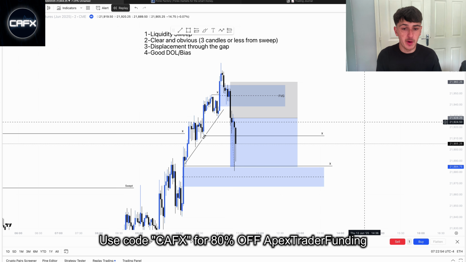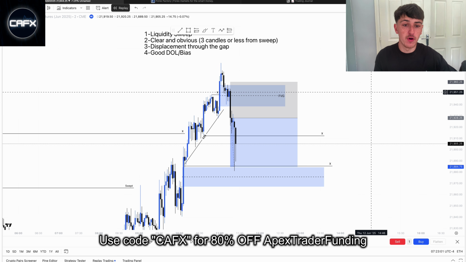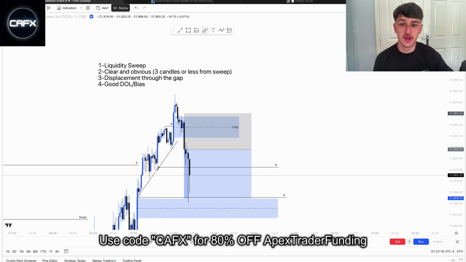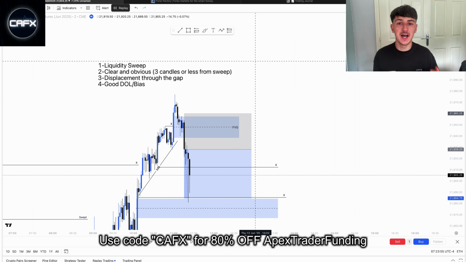And that is generally how I use the inversion fair value gap model every single day. It is genuinely so simple. Stop overcomplicating it. If you follow this 4-step criteria and make sure you are strict with it and do not break the rules and don't start taking trades you shouldn't, then you will be profitable. Honestly, backtest it, go back and backtest it, and I promise you will be profitable if you follow this exact 4-step process.